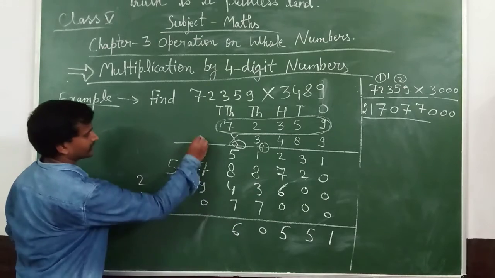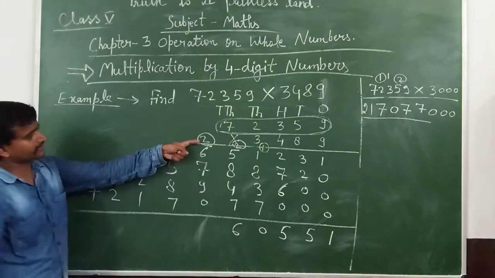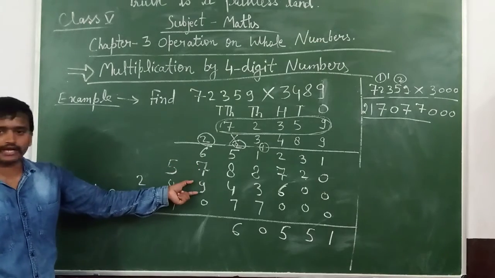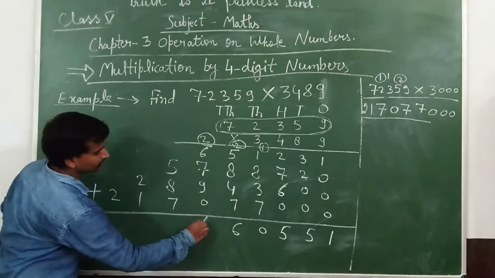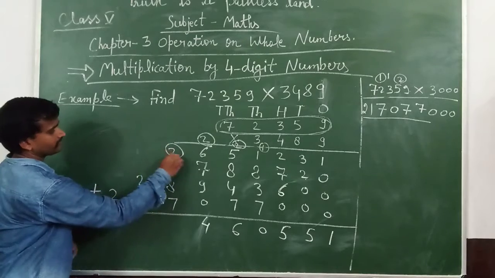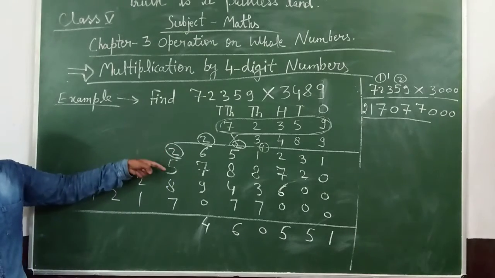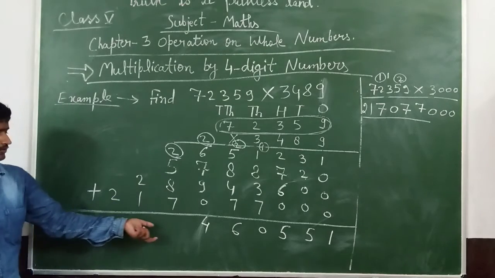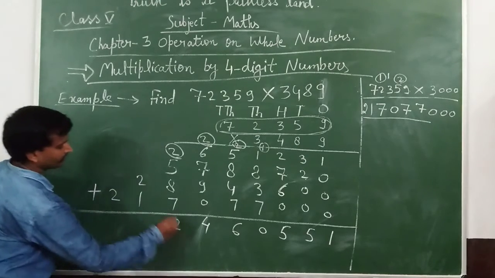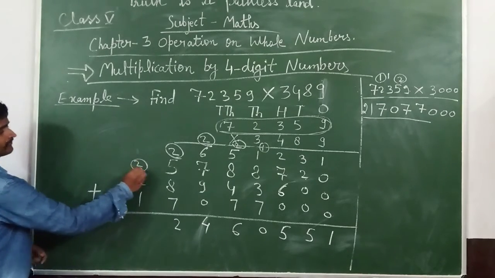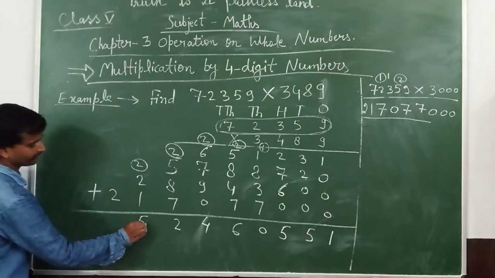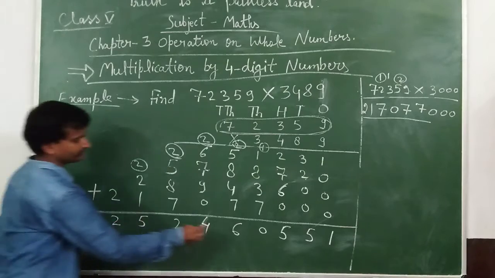down 6, carry 2. 6 plus 2, 8, 8 plus 7, 15, 15 plus 9, 24, write down 4, 2 carry. 5 plus 2, 7, 7 plus 8, 15, 15 plus 7, 22, write down 2, again 2 carry. 2 plus 2, 4, 4 plus 1, 5, and this 2.